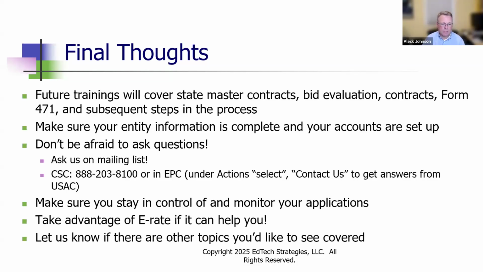You can also reach out to USAC directly. They have their client service center, which is at 888-203-8100, or you can use the Contact Us feature within EPC, which is under Actions. Just click Select and then Contact Us, and they will provide you with responses as well. As always, you should stay in control of your applications. Make sure you know where things are in the process at all times. You should use E-Rate if you think it can be a benefit to you.